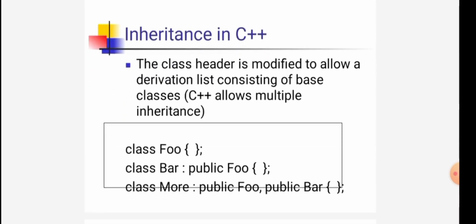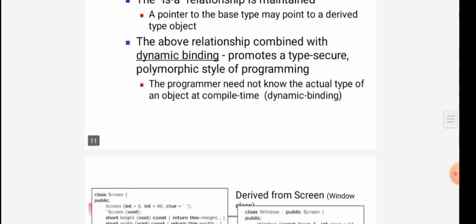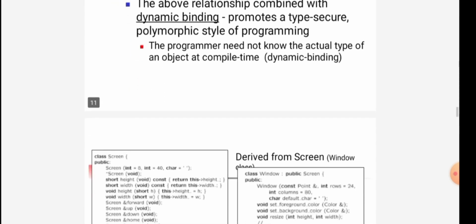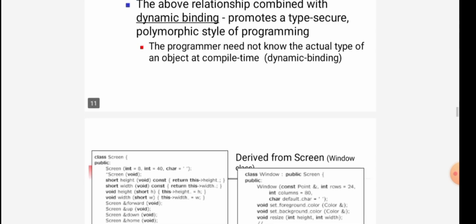Inheritance in C++. The class header is modified to allow a derivation list consisting of base classes. Key properties of C++ inheritance: the is-a relationship is maintained, and a pointer to the base type may point to a derived type object. The above relationship combined with dynamic binding promotes a type-secure polymorphic style of programming.